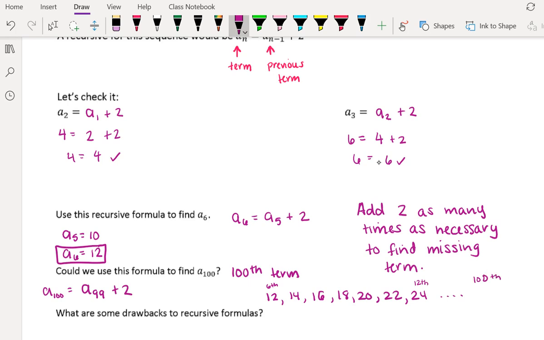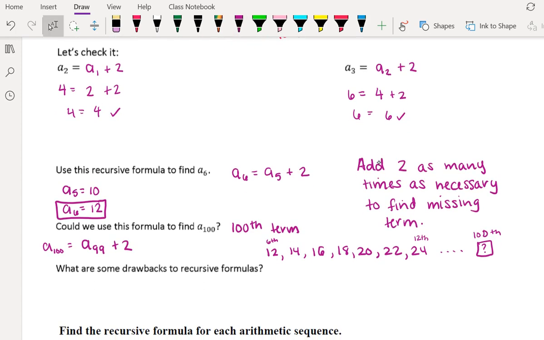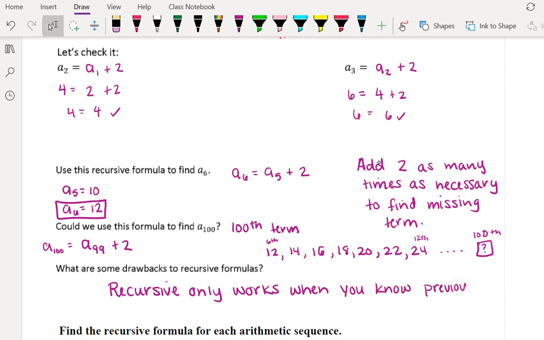This is where there are some drawbacks, or some disadvantages, to the recursive formula. The recursive formula only works when you know the previous term, or for smaller numbers. I could get to the 100th term, but it would take me a long time. Okay, so this takes too long.